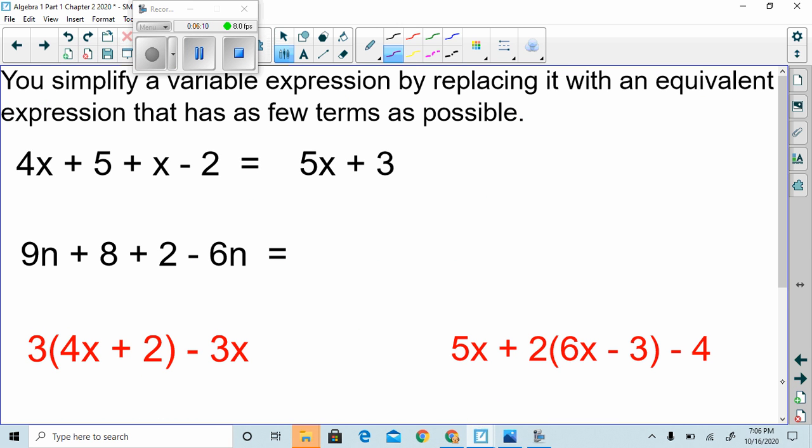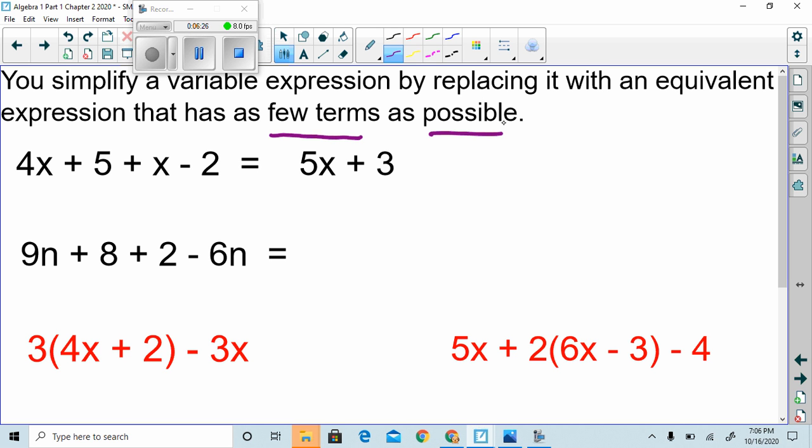Here, I'm doing the same thing. You're going to simplify a variable expression by replacing it with an equivalent expression that has fewer terms, as few terms as possible, which means we're going to combine like terms. I'll do 2 of these, and you'll do the rest.